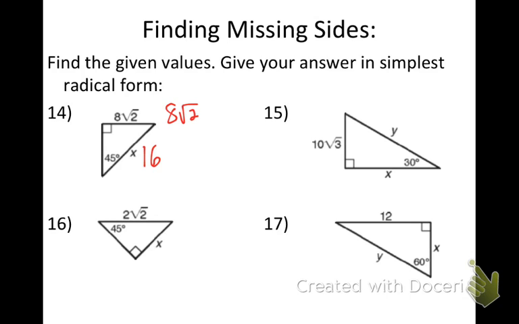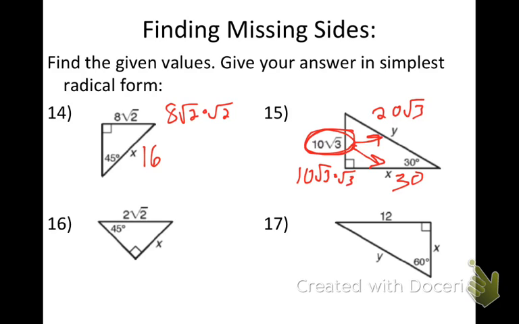So I would take 8 square root of 2 times the square root of 2, which is 8 square root of 4, which is 8 times 2, which is 16. Number 15. You have the short side. Gosh, life is easy when you have the short side, because the hypotenuse is then 20 square root of 3 because I double it. And then my long side is 30. So I would take 10 square root of 3 times the square root of 3, which is 10 times square root of 9, 10 times 3, which is 30.